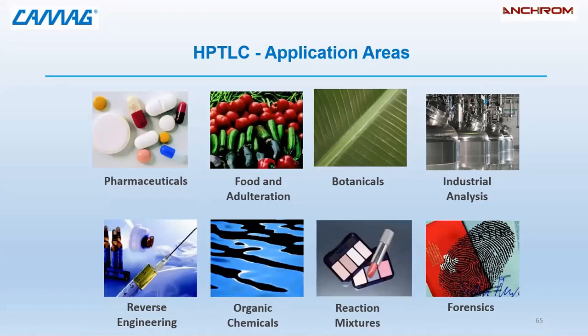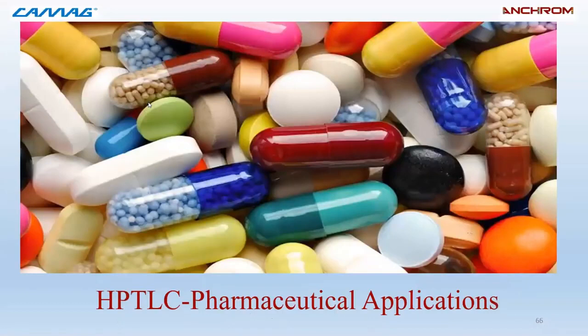Now the HPTLC application areas, where HPTLC is used. First, pharmaceuticals, food and adulteration, botanicals, industrial analysis, reverse engineering, organic chemicals, reaction mixture, and forensics. These all fields are using the HPTLC system. First, we will see some examples of the HPTLC in the pharmaceutical application.